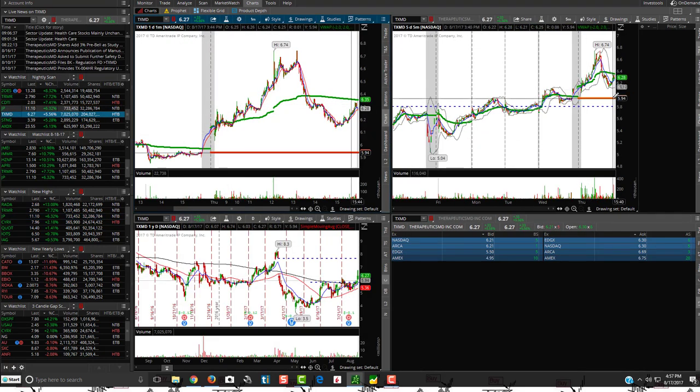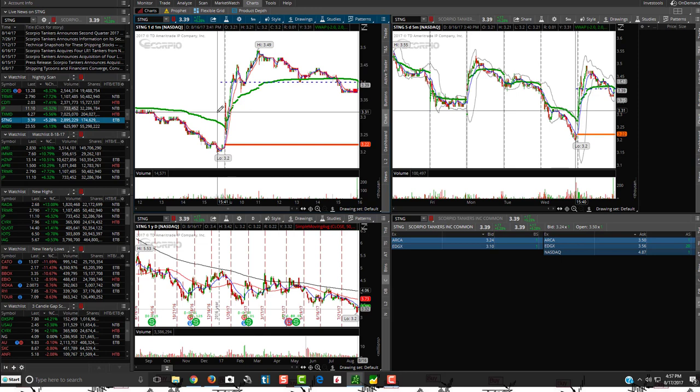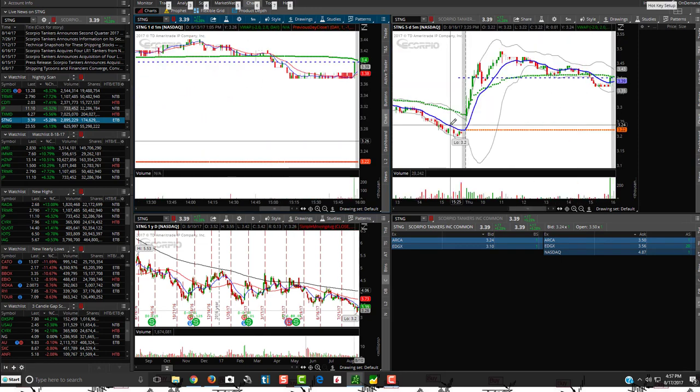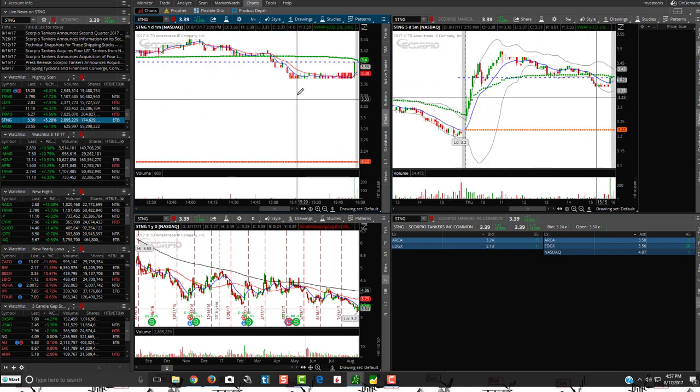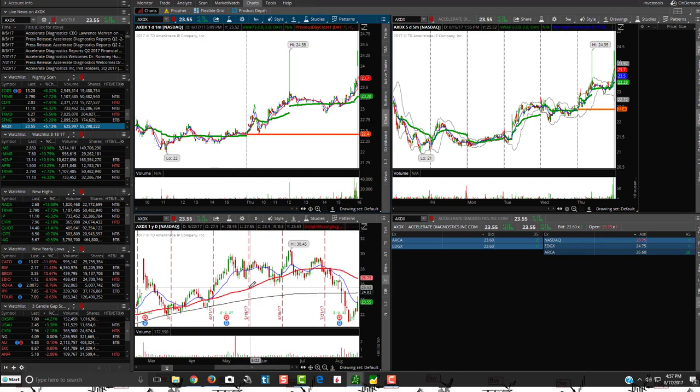TXMD. Don't really like that one. STNG. This was just crazy today with just like those crazy candlesticks. And AXDX. Oh, it got a pop right at the end of the day or aftermarket. So keep an eye on it.